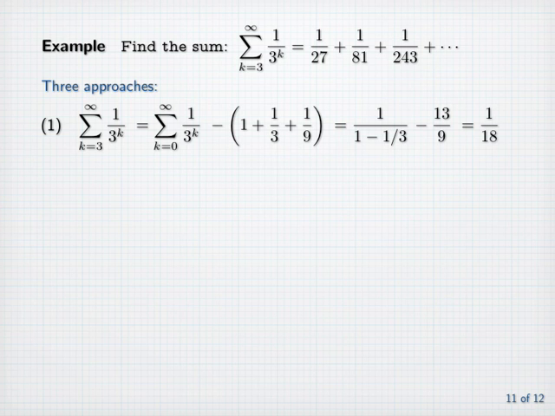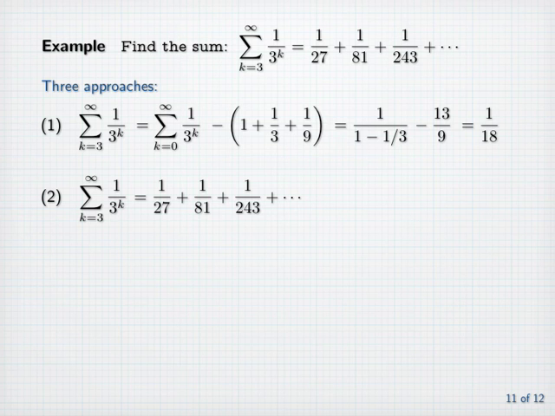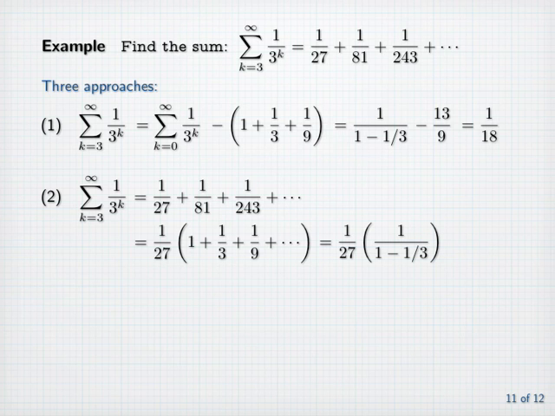Now let's take a slightly different approach. Let's write out the first few terms of the series. We have 1 over 27 plus 1 over 81 plus 1 over 243, and so on. And let's notice that 1 over 27 is a factor of all the terms here. In fact, we have 1 over 27 times 1 plus 1/3 plus 1/9, and so on. And that is nothing but 1 over 27 times the sum from k equals 0 to infinity of 1 over 3 to the k. And so we have 1 over 27 times 1 over 1 minus 1/3, which equals 1 over 27 times 3 halves, which is 1 over 18.